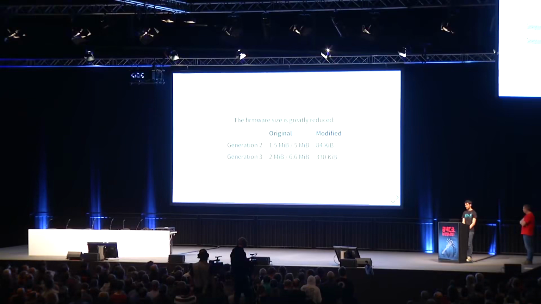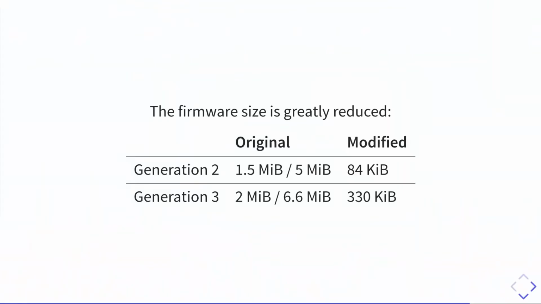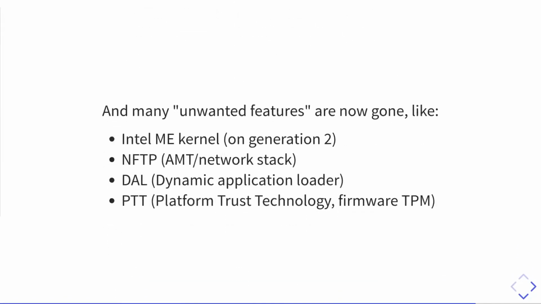As you can see, the firmware size, if you want to retrieve the space, is greatly reduced. We go from 1.5 megabytes or 5 megabytes, depending on the IntelliMe firmware, to 84 kilobytes for generation 2, and from 2 megabytes or 6.6 megabytes for generation 3 to 330 kilobytes. Many, let's say, unwanted features are now gone. On generation 2, there is no kernel running anymore. We lose the NFTP, so no more network stack or AMT for IntelliMe. The dynamic application loader is gone, and the platform trust technology, which is the firmware TPM, is gone.